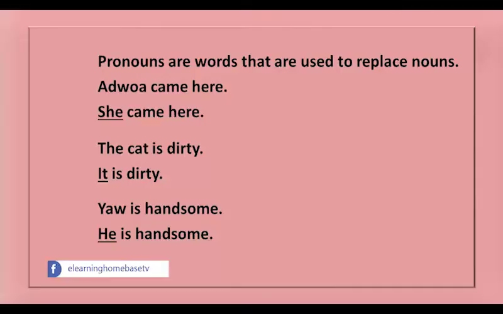We now use she in place of what? Ajua. Good. Let's look at the second sentence. It says, the cat is dirty. The cat is dirty. Now, in referring to the cat, I want to use a pronoun. It is dirty. So it becomes the pronoun in place of the cat. Another sentence, Yao is handsome. Who is handsome? Yao. Now, I don't want to use the word Yao, but I still want to refer to it that Yao is handsome. So I'm going to say, he is handsome.